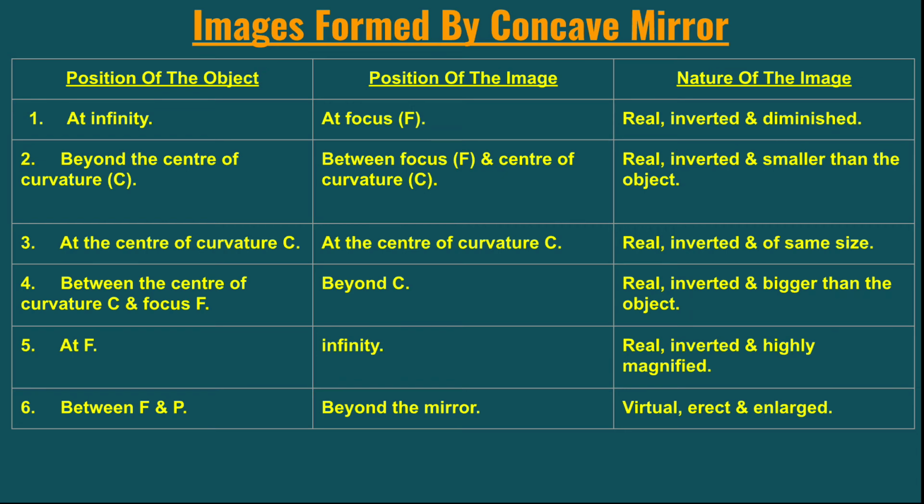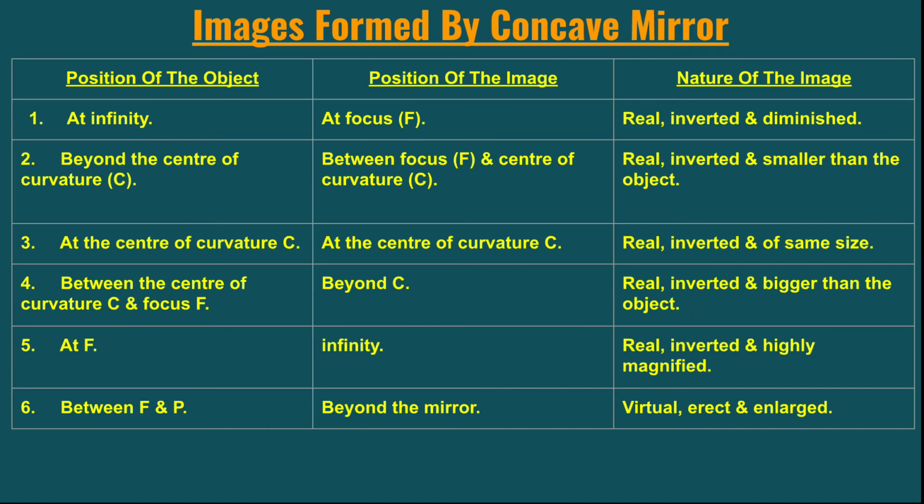In case of the object placed at the center of curvature, the image is also formed at the center of curvature, but it is real, inverted, and of the same size. When the object is placed between C and F, the center of curvature and focus, then the image is formed beyond C, and the nature of the image is real, inverted, and bigger than the object. When the position of the object is at focus, the position of the image is at infinity, and here the nature of the image is real, inverted, but highly magnified.